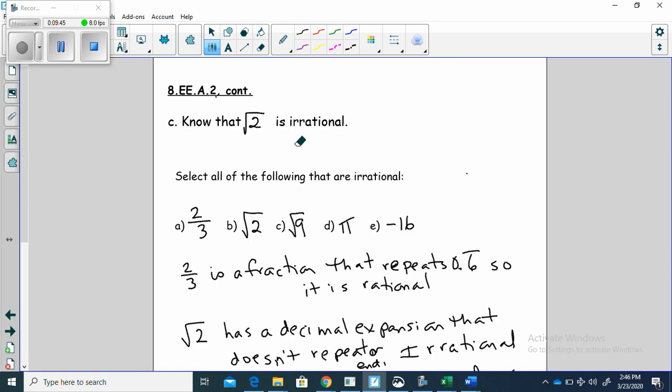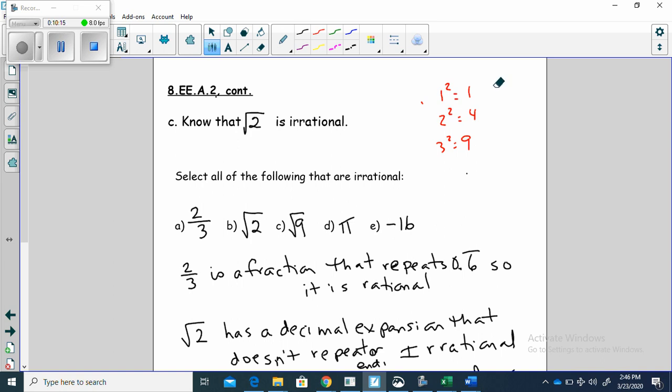And the third part of this standard: know that the square root of 2 is irrational. This is pretty easy. Just remember it. If you're trying to figure out the logic in this, let's remember what our perfect squares are. If we've got 1, 1 is a perfect square because 1 times 1 is 1. 2 squared is 4, so 4 is a perfect square. 3 squared is 9, 9 is a perfect square.